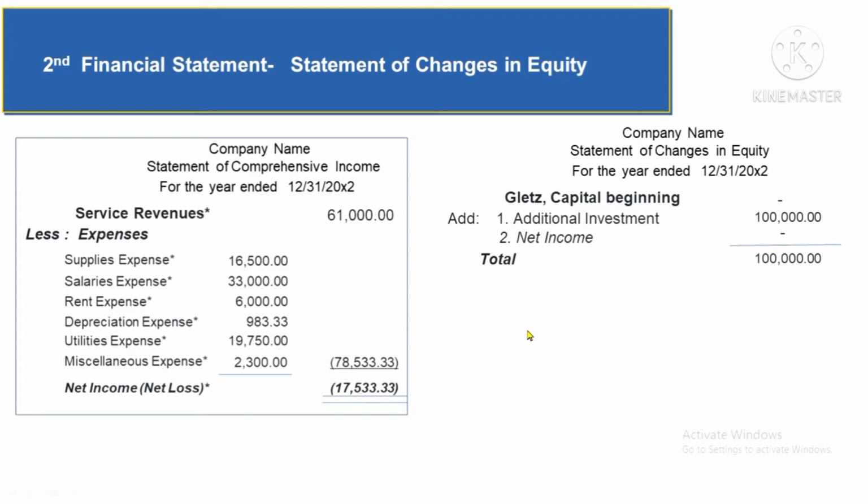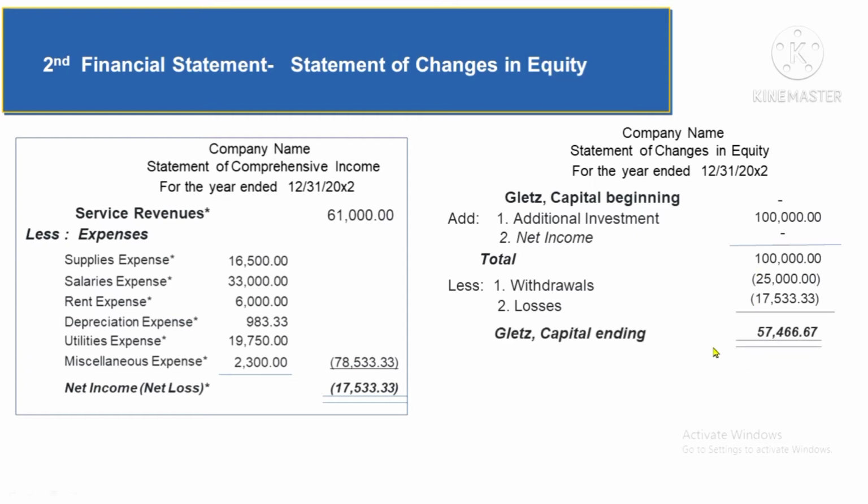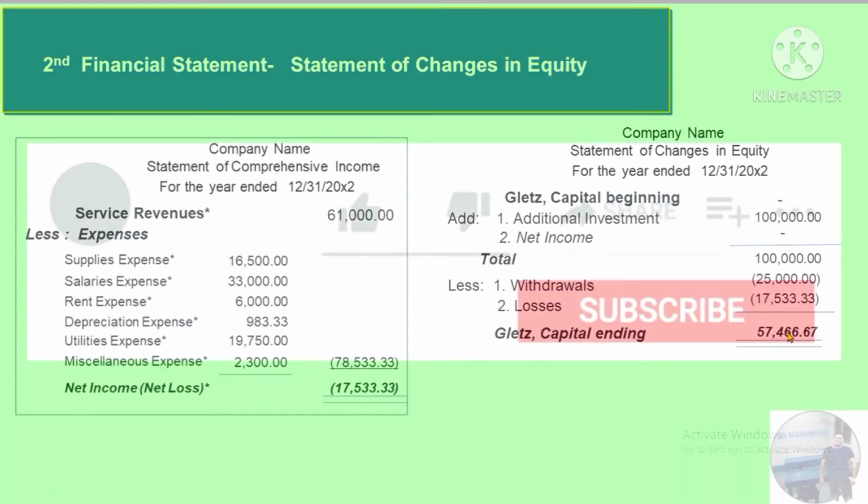There are also two items that you can deduct, which are the withdrawals as well as the net loss. According to our problem, we have withdrawals of 25,000, so we put it right here, and we have the losses of 17,533.33. You deduct these two from this 100,000 and we're going to get the capital ending of 57,466.67, which is already the summary of investments and the withdrawals by the owner and the income and expenses of the business. So that's it for the statement of changes in equity. But before we go to the next, please remember this ending balance because it will be used on the third type of FS.